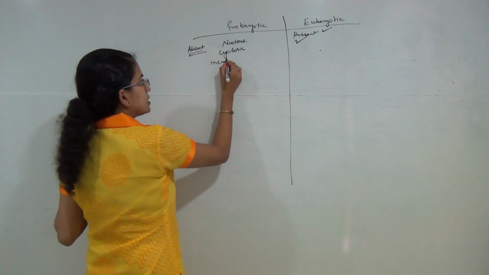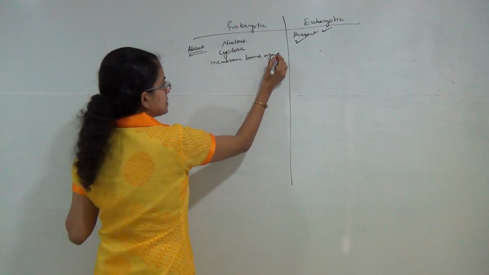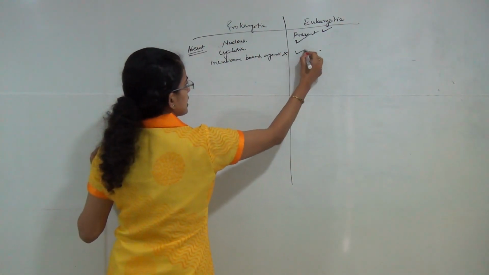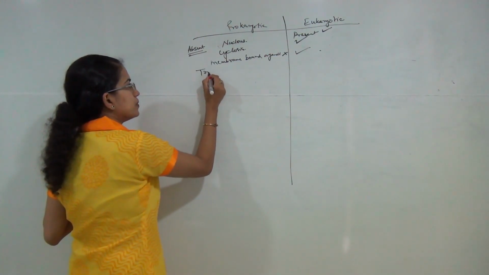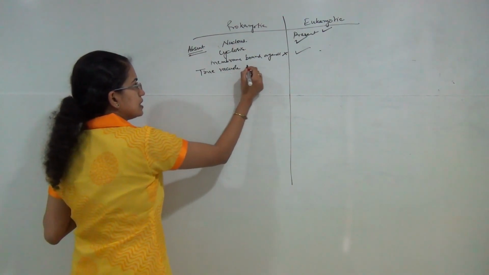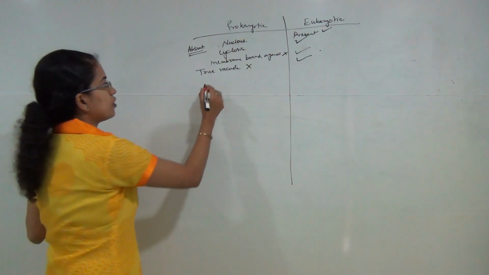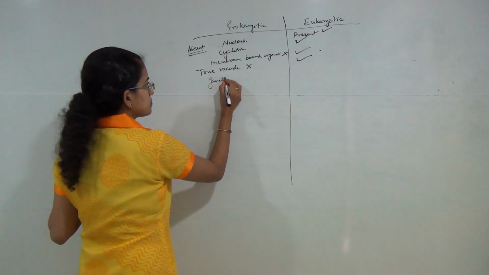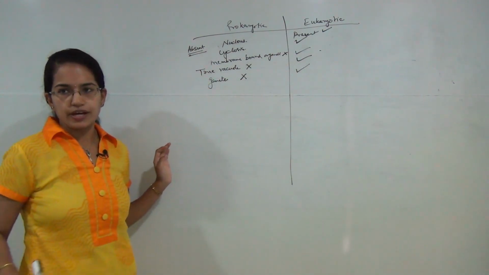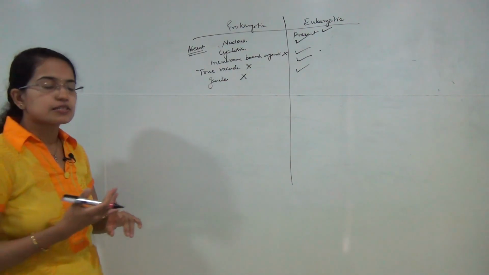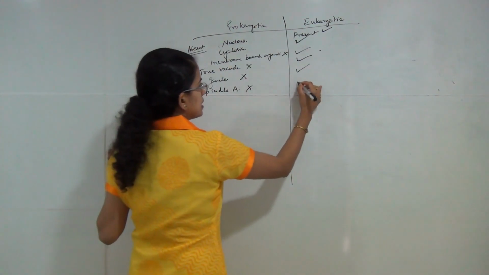Membrane bound organelles is absent in case of prokaryotic cells and is present in case of eukaryotic cells. Then you have true vacuole that is absent here and present in eukaryotic cells. You have gamete formation which occurs as a result of sexual reproduction, is absent in prokaryotic but it is present in eukaryotic cells. Then you have the spindle apparatus that is absent here and present here.